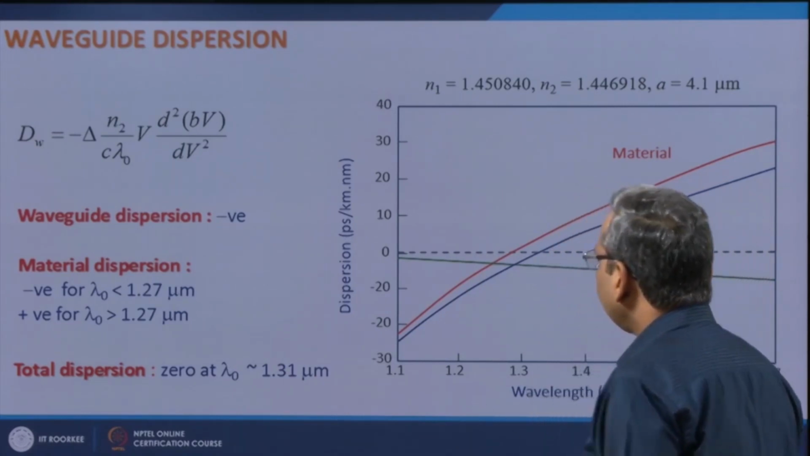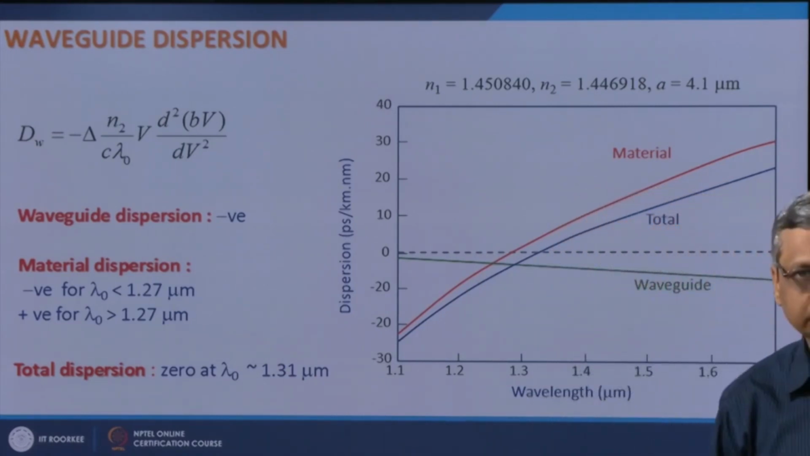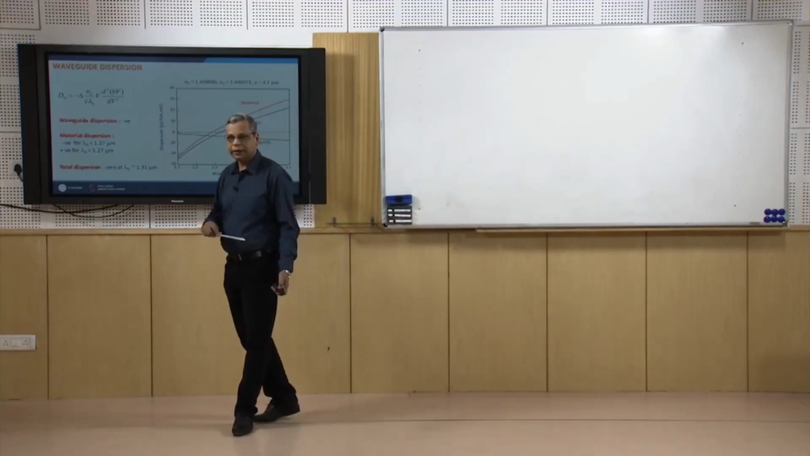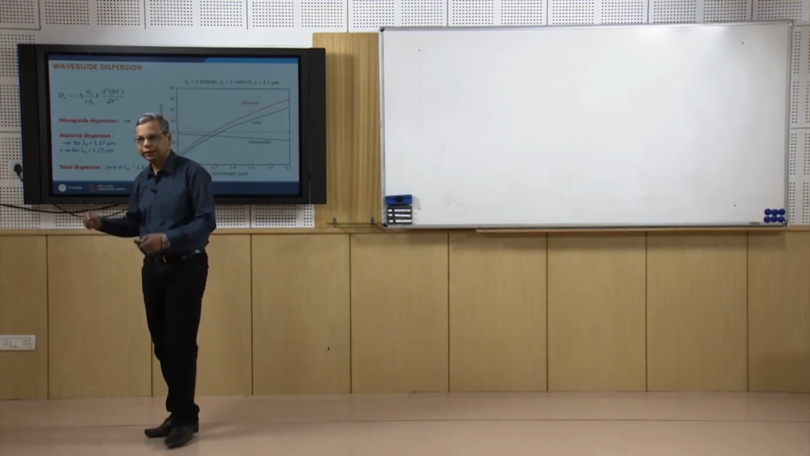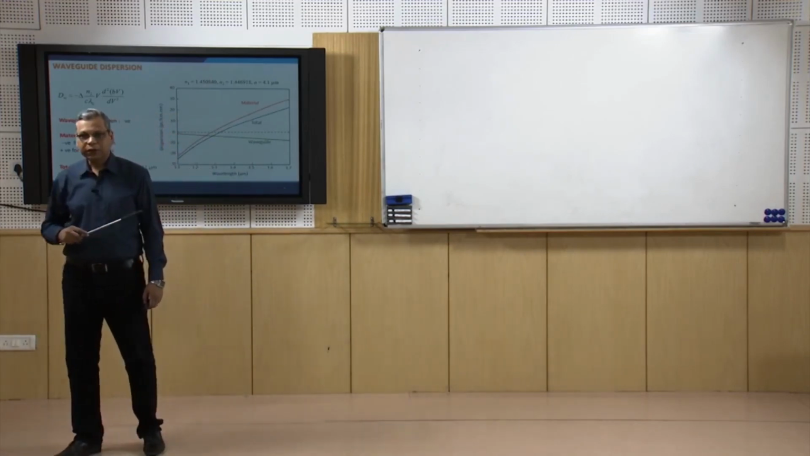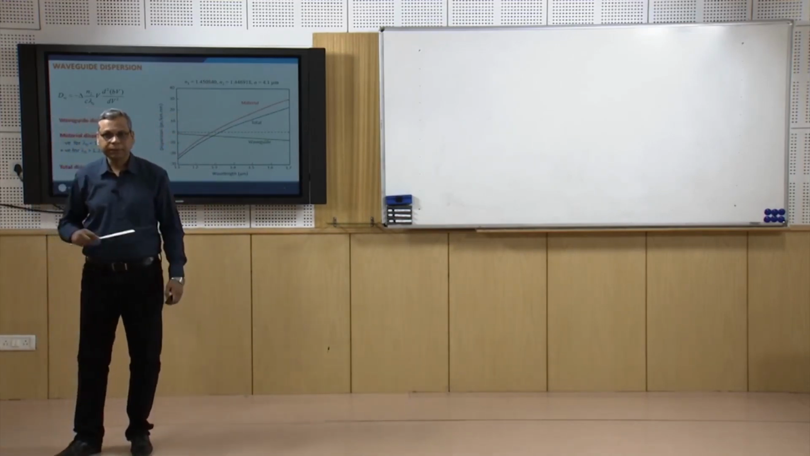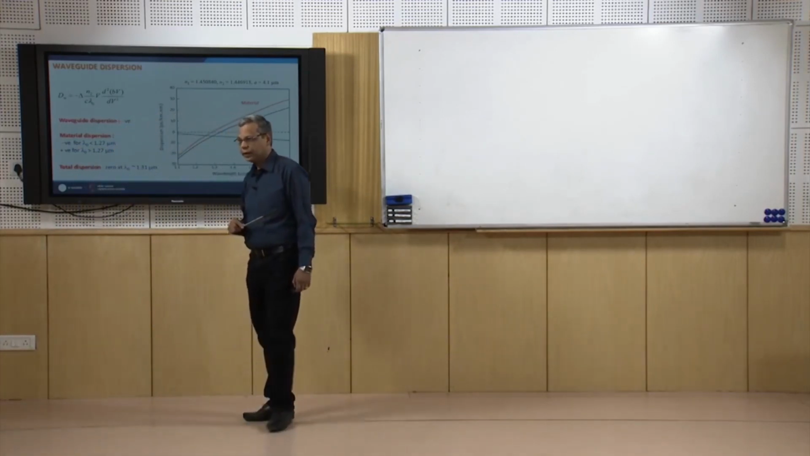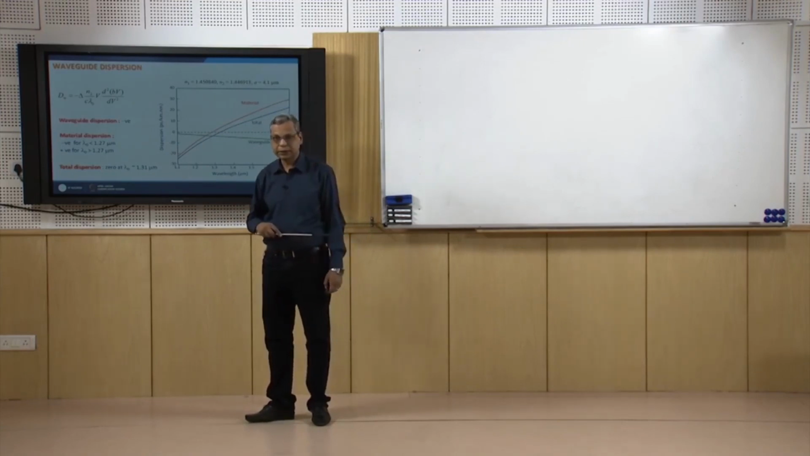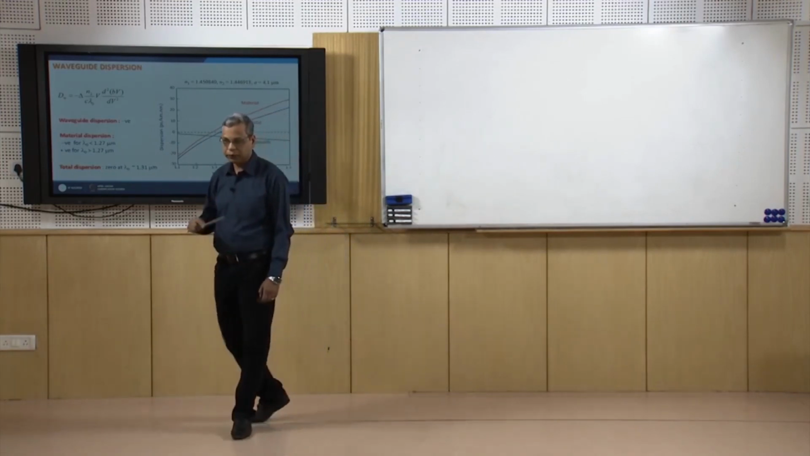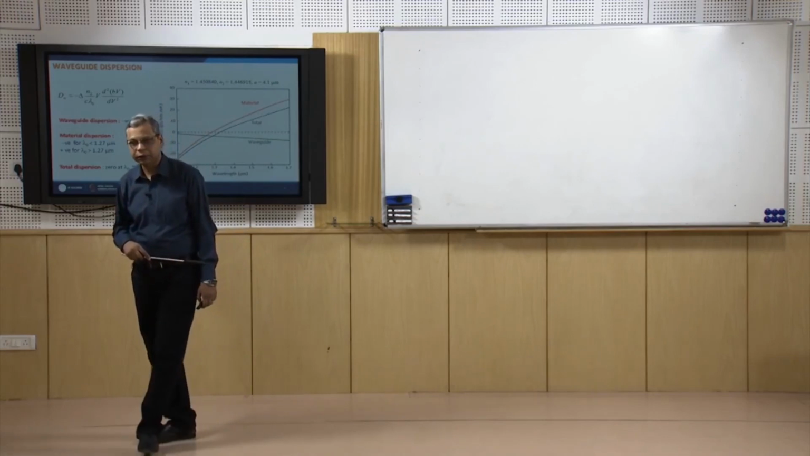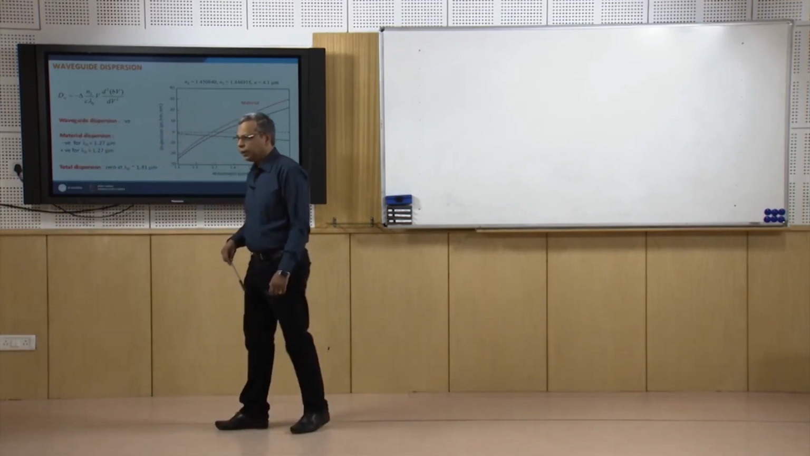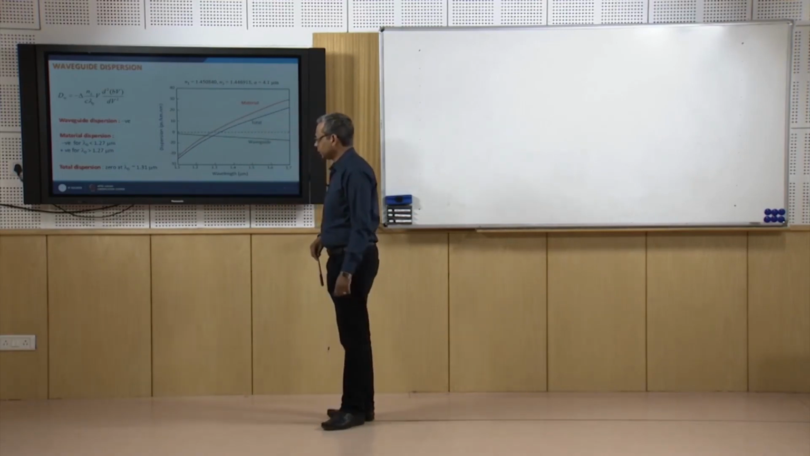What is the meaning of negative and positive dispersion? Let us understand that. Does it mean that negative dispersion compresses the pulses and positive dispersion broadens the pulses? No, both the dispersions will broaden the pulses. If the input pulse is unchirped, then both negative dispersion and positive dispersion will broaden the pulses. Let us understand the meaning of negative and positive dispersion.